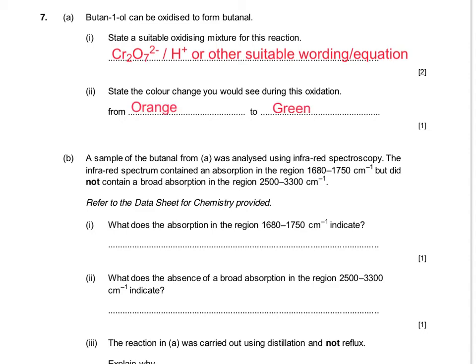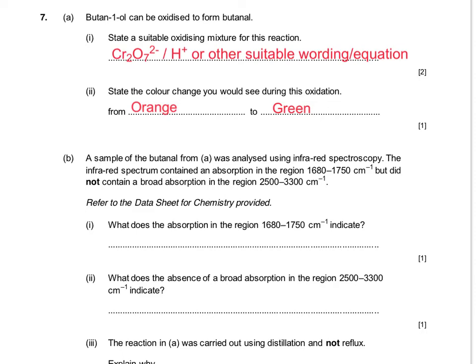And then it's into a bit of spectroscopy, so you might want to have your data sheet handy here. I'm not going to bring the data sheet up on the screen here, but if you have yours handy, it'll be useful to cross-reference while you're watching. So then it says a sample of butanal from A was analysed, so not the butanol, the butanal, so the aldehyde, and the infrared spectrum contained an absorption in the region 1680 to 1750, but did not contain a broad absorption in the region 2500 to 3300.